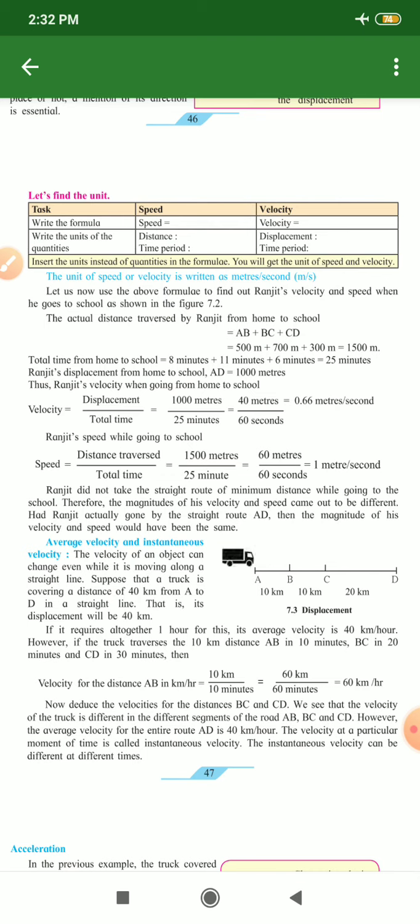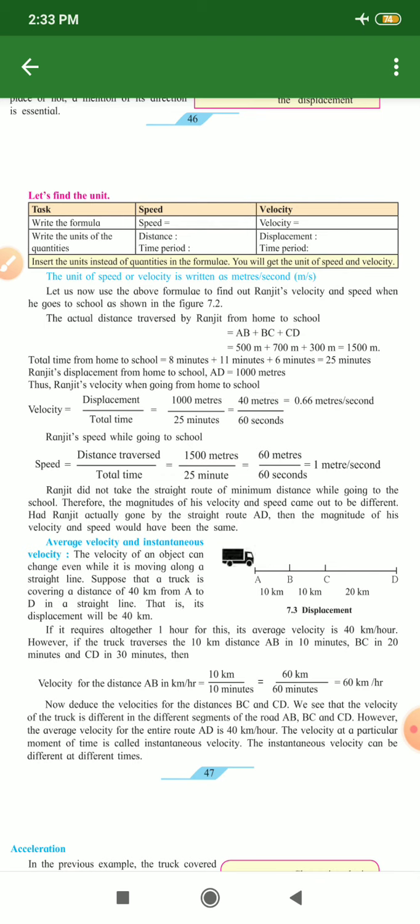Thus, Ranjit's velocity when going from home to school. Velocity is equal to displacement upon time. That is equal to 1000 meters upon 25 minutes. That is equal to 40 upon 60 seconds. That is equal to 0.66 meters per second. Ranjit's speed while going to school. Speed is equal to distance traversed upon time taken. So 1500 meters upon 25 minutes. That comes to 60 meters upon 60 seconds. That is equal to 1 meter per second.